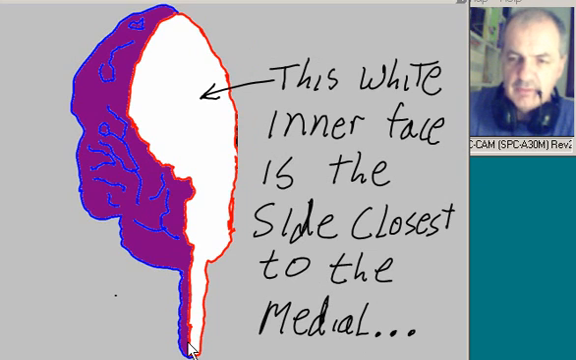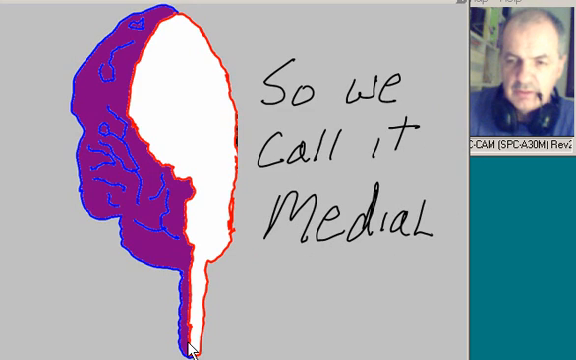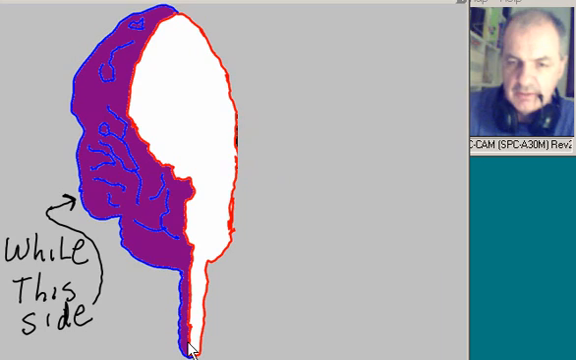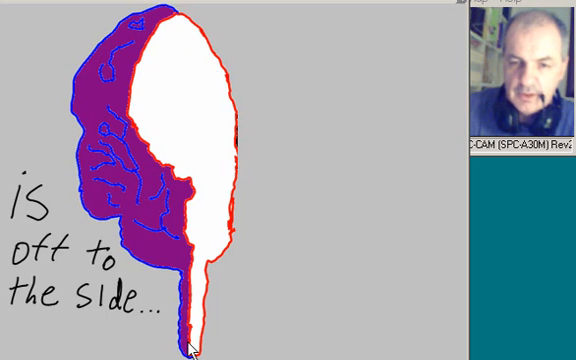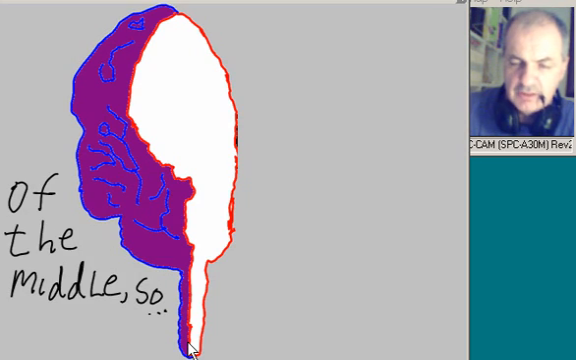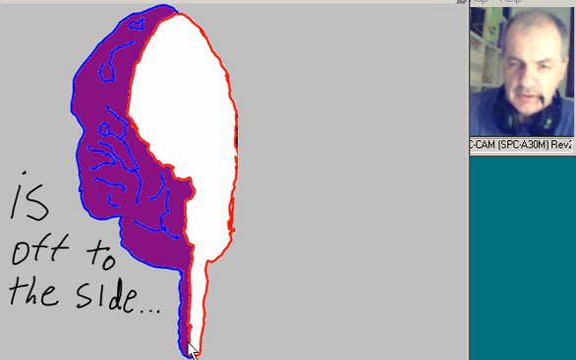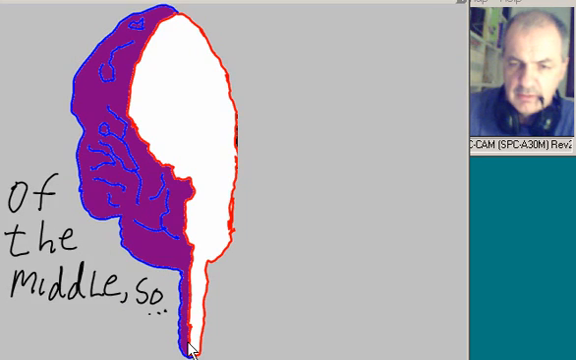This white interface is the side closest to the medial. So we call it medial. While this side, over here, is off to the side, away from the medial. It's off to the side of the middle. So, where is it? It is off to the side of the middle.